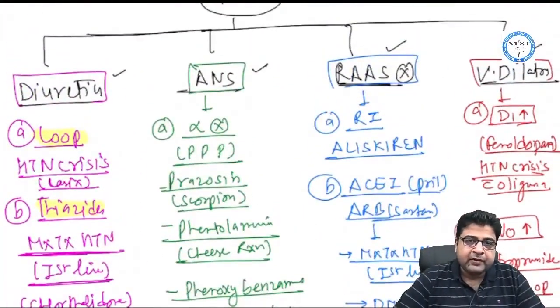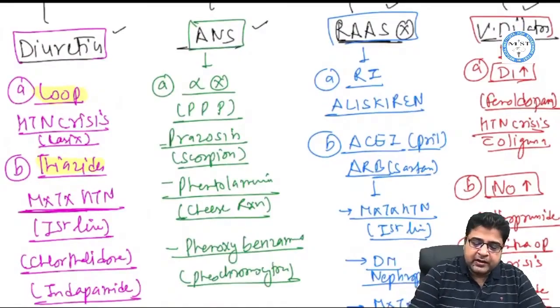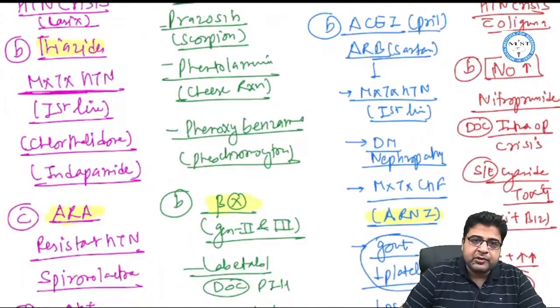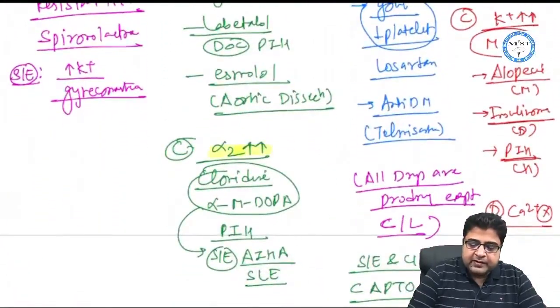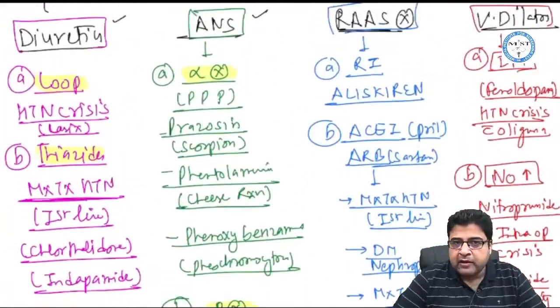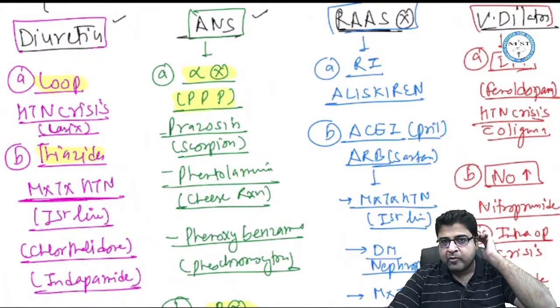Next group of medicine that we use for hypertension is autonomic nervous system drugs. The medicines are: number one, alpha blockers; number two, beta blockers; and number three, alpha 2 agonists. If we talk about alpha blockers, total medicines were 4 in the alpha blocker topic.